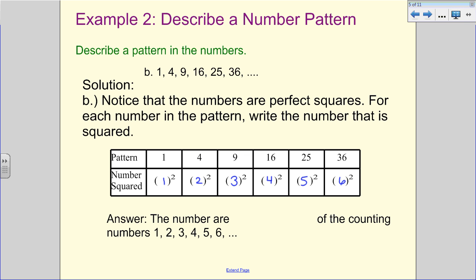So the numbers in our pattern are the squares of the counting numbers, 1, 2, 3, 4, 5, 6. Counting numbers are also what we call our natural numbers. We learn how to count starting at 1. So we're describing it as the square of the counting number. So our 8th number would be 64, because that's 8 squared.